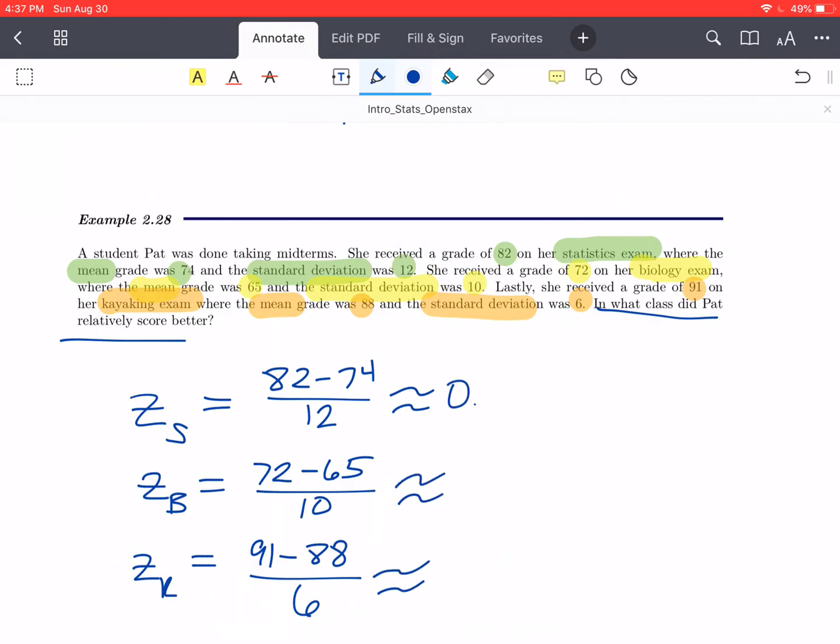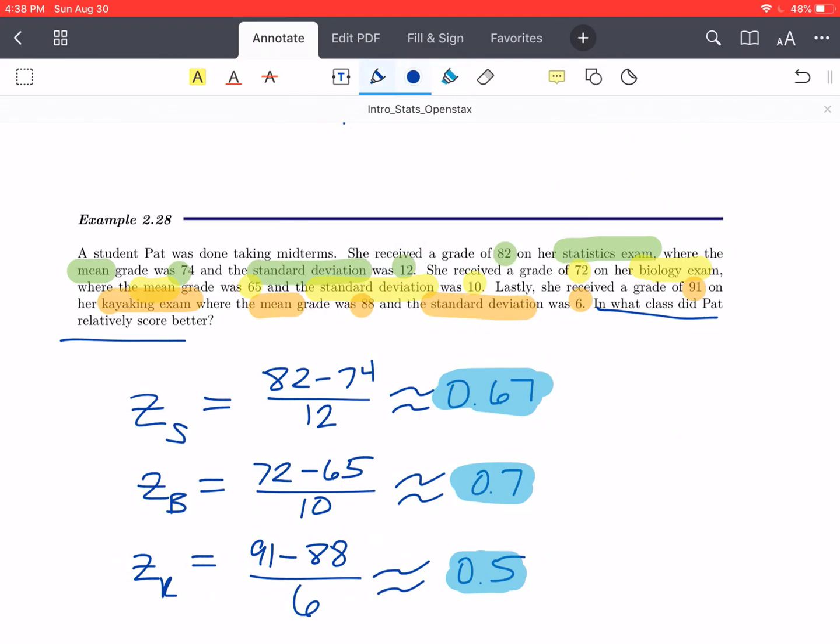We get 0.67, 0.7, and 0.5. So what do these tell us? Well, this tells us that in her statistics class, she scored 0.67 standard deviations above the mean. In her biology class, she scored 0.7 standard deviations above the mean. And in kayaking, she scored 0.5 standard deviations above the mean, so half a standard deviation above.